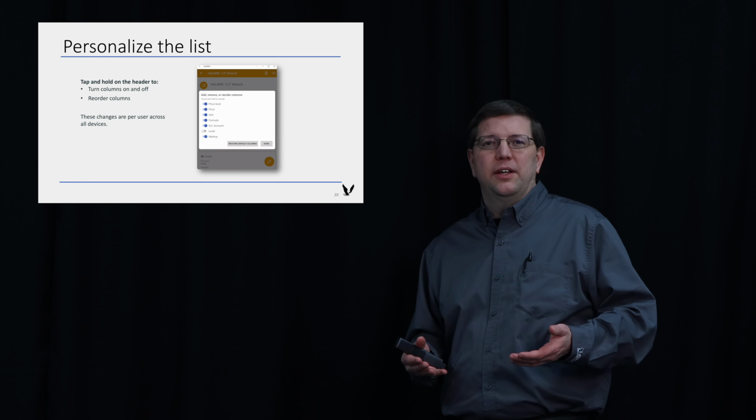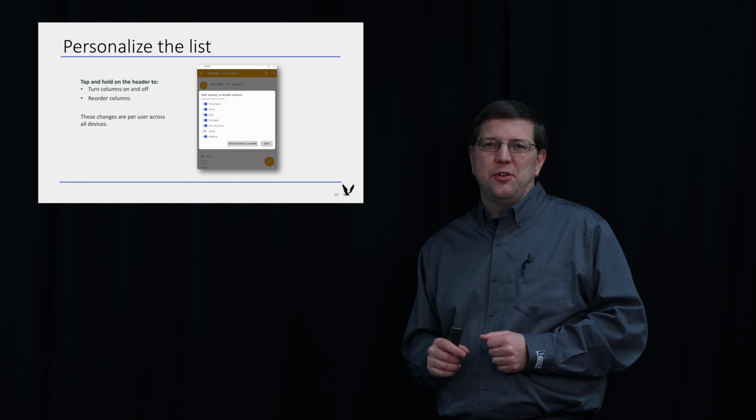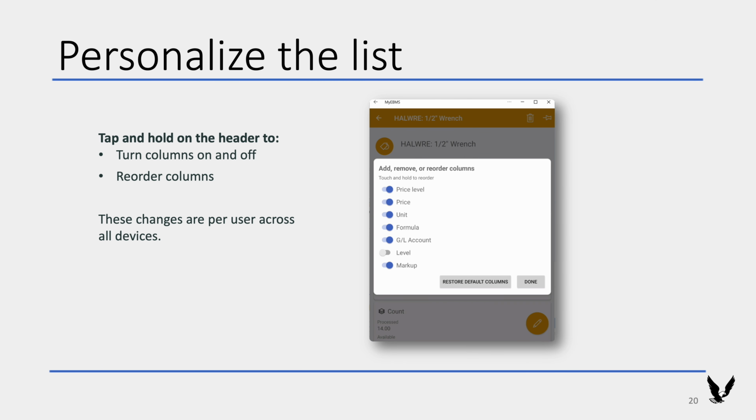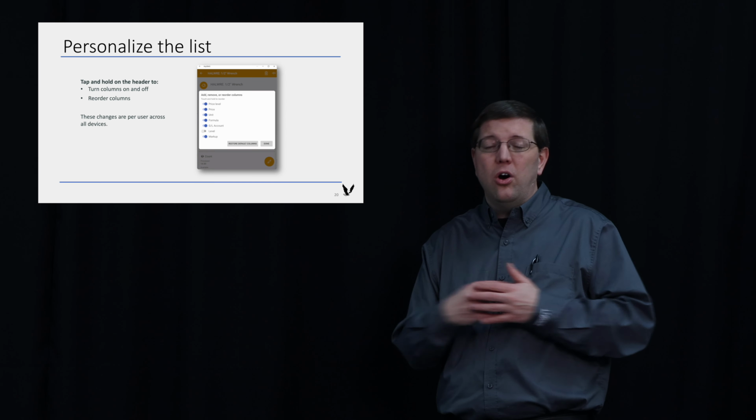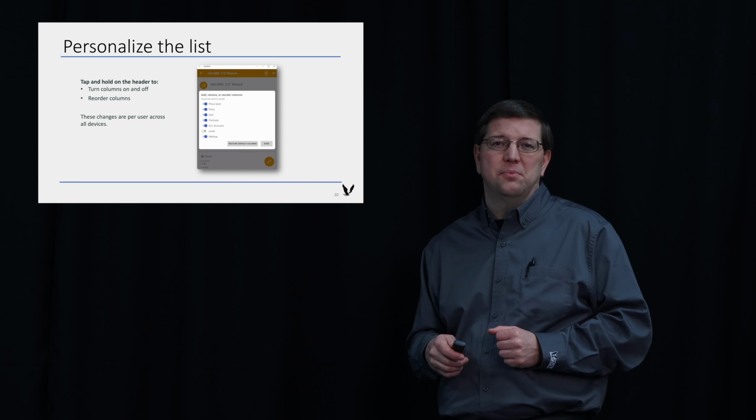So let's look at a few ways you can use MyEBMS more effectively. First of all, you can personalize any grid or list by tapping and holding on the header and then choosing which columns you wish to show. And you can even reorder them to get them in the order you wish. These changes will follow you across all the devices you log into.